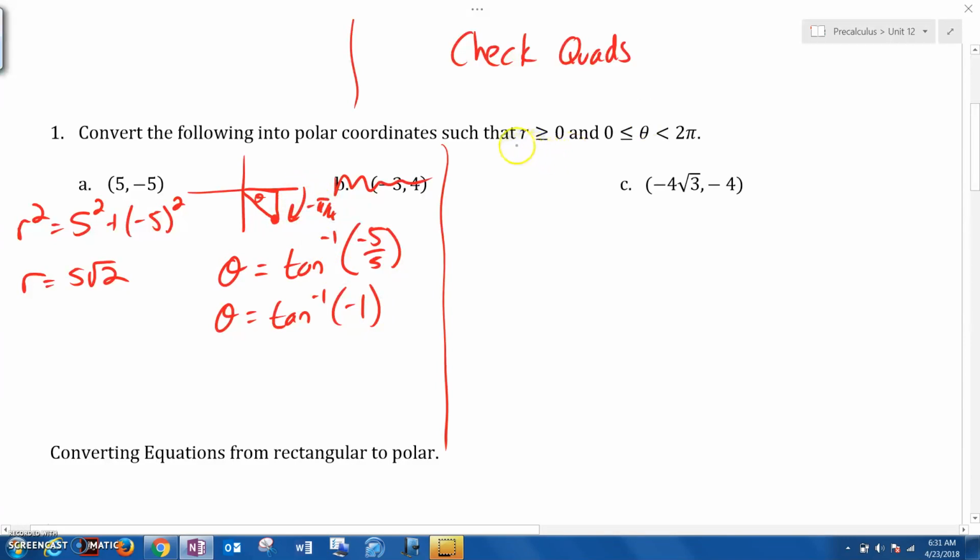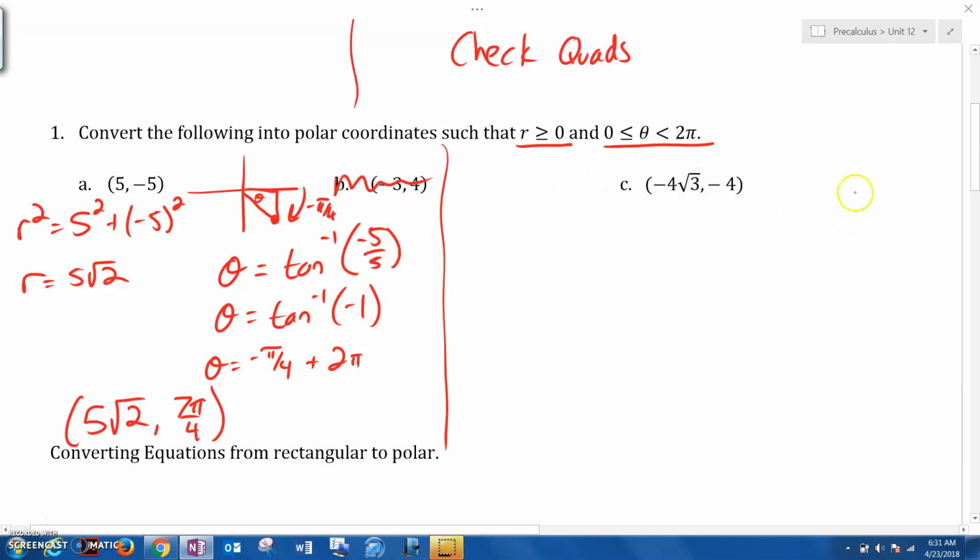However, notice that I want r to be greater than or equal to 0, and theta to be between 0 and 2 pi. So instead of telling me that theta equals negative pi over 4, you have to add 2 pi to go around it. And so we end up with the point that r is 5 root 2, and theta is 7 pi over 4. And then we're done. Okay, so the only thing that's a little tough is the angle.